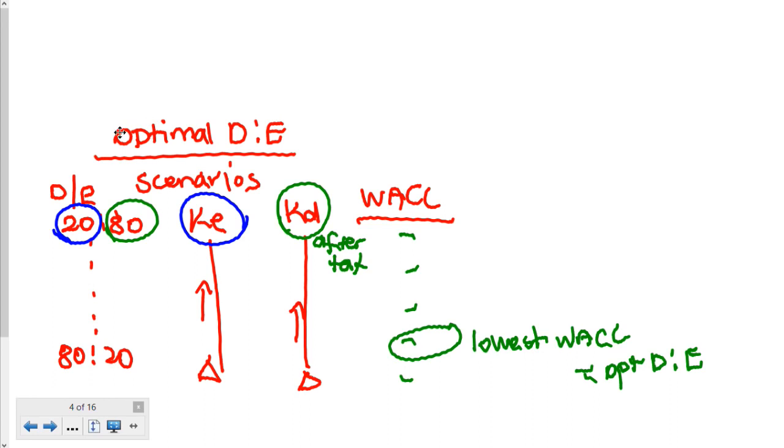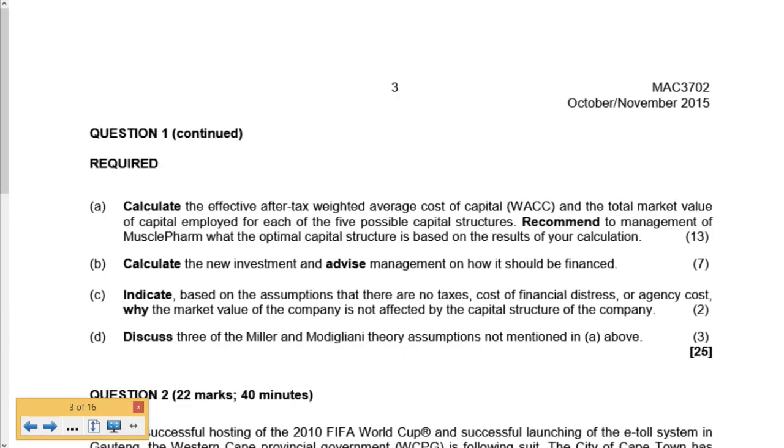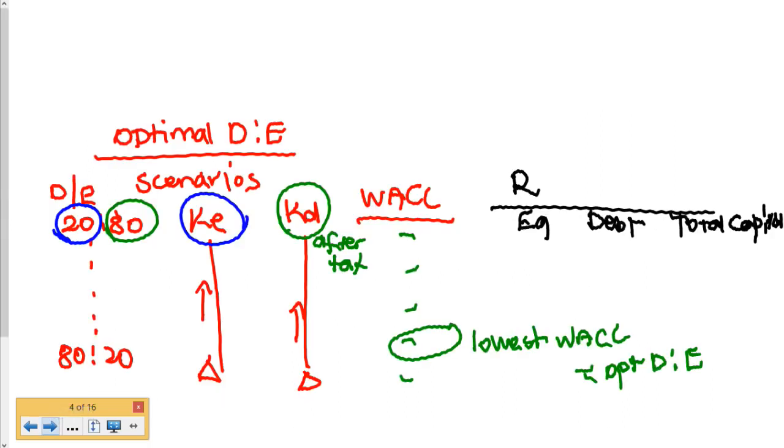It also asks you not only to do WACC, it also asks you to do the rands of equity, debt, and total capital at the different levels. Let me just read it again carefully. Calculate the effective after-tax WACC and the total market value of capital employed for each of the possible structures. Okay. And they also want the total market value. Rand market value. Okay, so that's what this required is. It's 13 marks. So that's the bulk of this question.